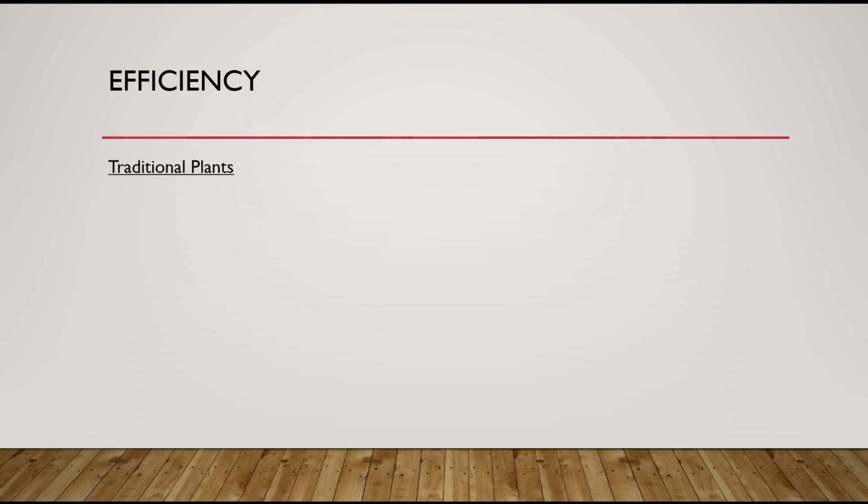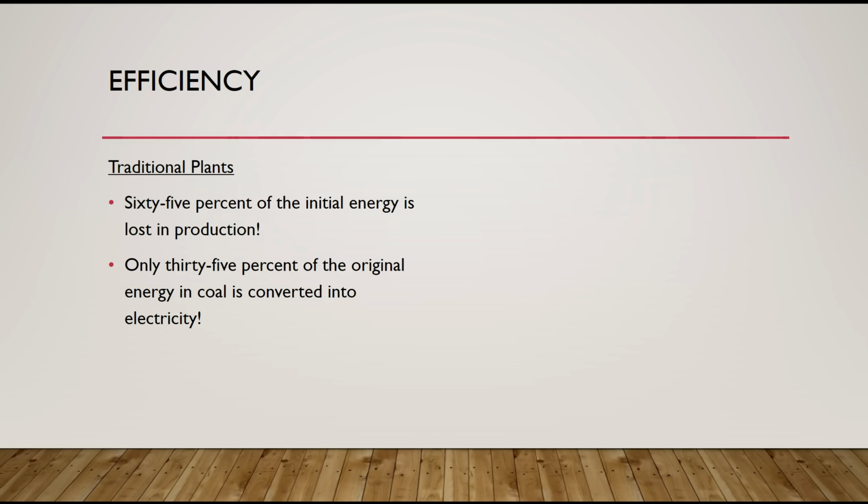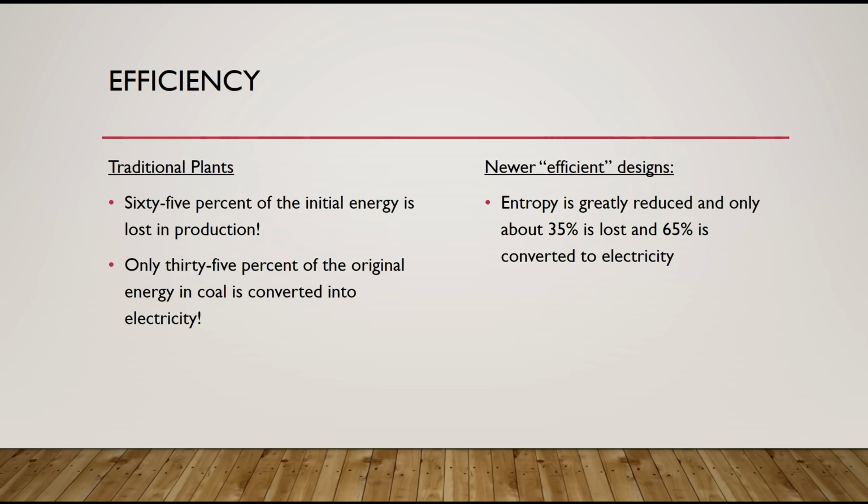Efficiency, traditional plants, so our older coal plants, 65% of that initial energy is actually lost. Highly entropic process in our traditional coal plants. Only 35% of the energy in coal is actually converted to electricity, which, by the way, is more efficient than like a gasoline-powered engine in a car. Okay, our newer, more efficient designs, entropy is reduced. We get about 65% actually converted to electricity. So we almost double our efficiency with our newer coal plants. But still, we're losing a hefty amount of energy to heat loss.